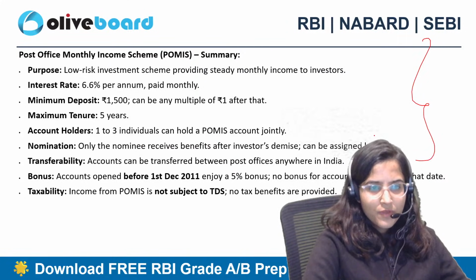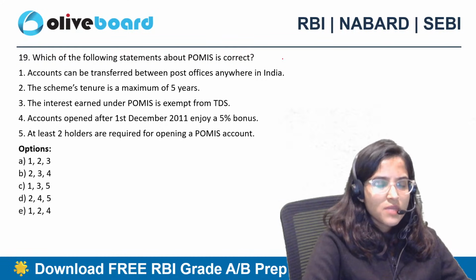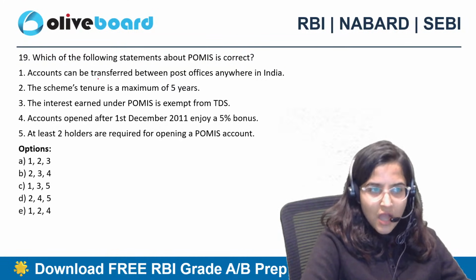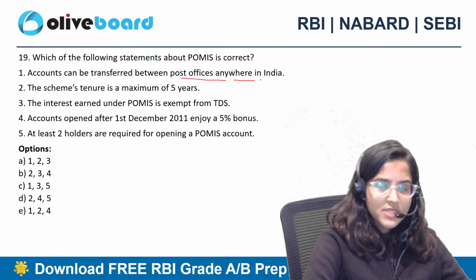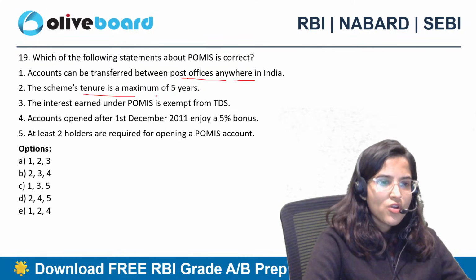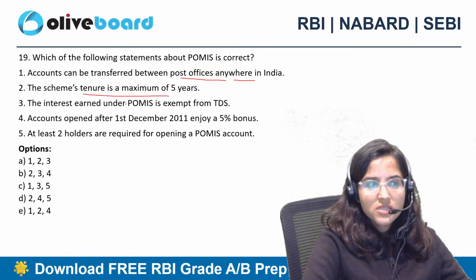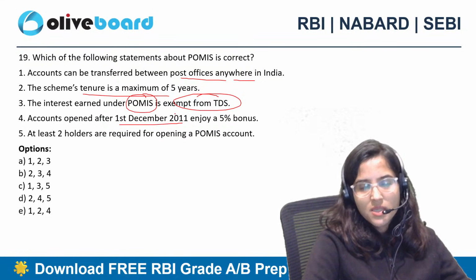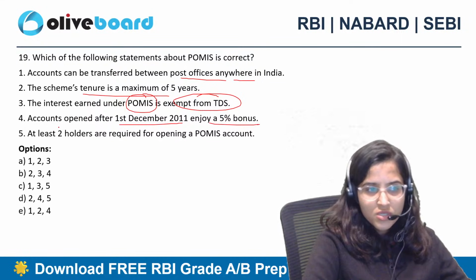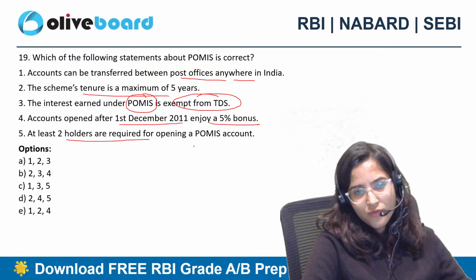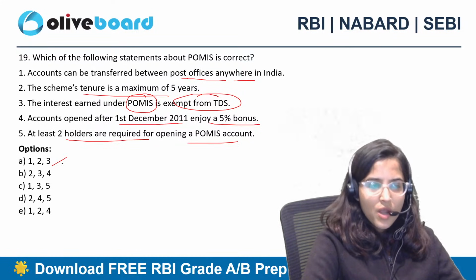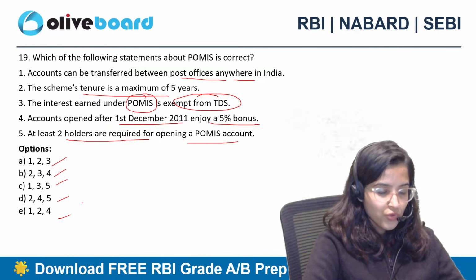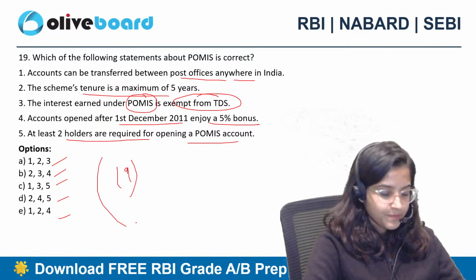ठीक है? Fine. Which of the following statements about POMIS is correct? Accounts can be transferred between post offices anywhere in India. Scheme's tenure is maximum 5 years. Interest earned under POMIS is exempt from TDS. Accounts opened after 1st December 2011 enjoy a 5% bonus. At least 2 holders are required for opening a POMIS account. 1, 2, 3, 2, 3, 4, 1, 3, 5, 2, 4, 5, yeah, 1, 2, and 4. Question number 19.